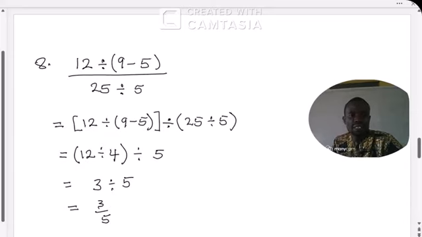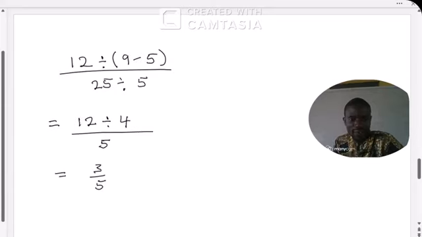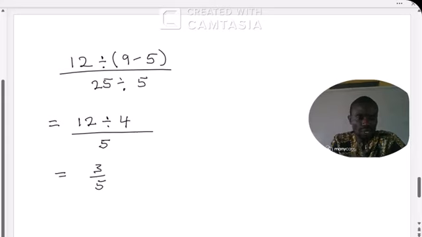I think this one is simpler than this. Look at how you go about it here. I think this one is a bit cumbersome, and there is a possibility of you making mistakes here. But I think this one is simpler. Just follow it. Apply the BODMAS up and apply it down, so you arrive at a very simple fraction.